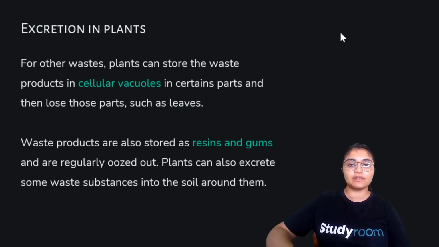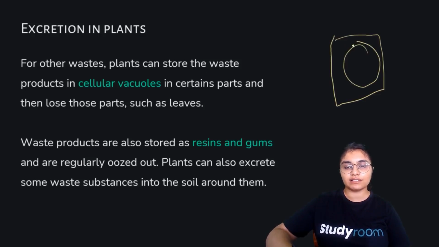Plant cells have a large vacuole where they can actually store the waste products, and then lose those parts such as leaves. The cells of the leaves have large vacuoles, and these vacuoles store the cellular waste products, and when the leaves are shed off, they can just get rid of those wastes.